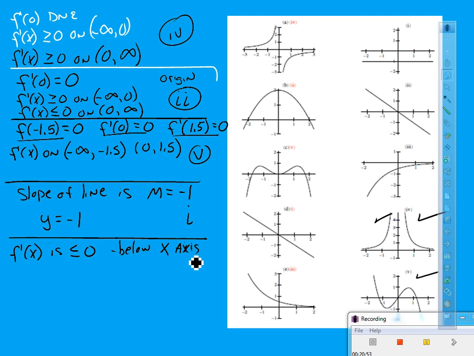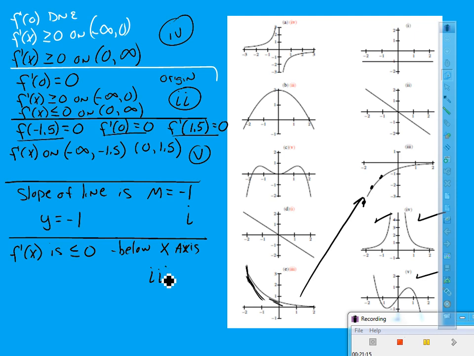The other thing that I know, guys, is my slope is a big negative number right here. And then it's a little bit smaller negative number, and then a smaller negative number, and then a smaller negative number. So check this out: a bigger negative number, a smaller negative number, a smaller negative number. So there we go.